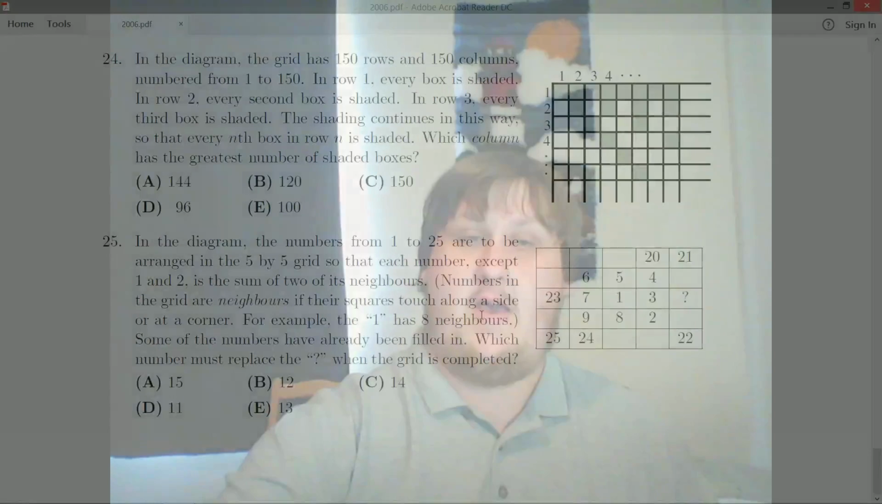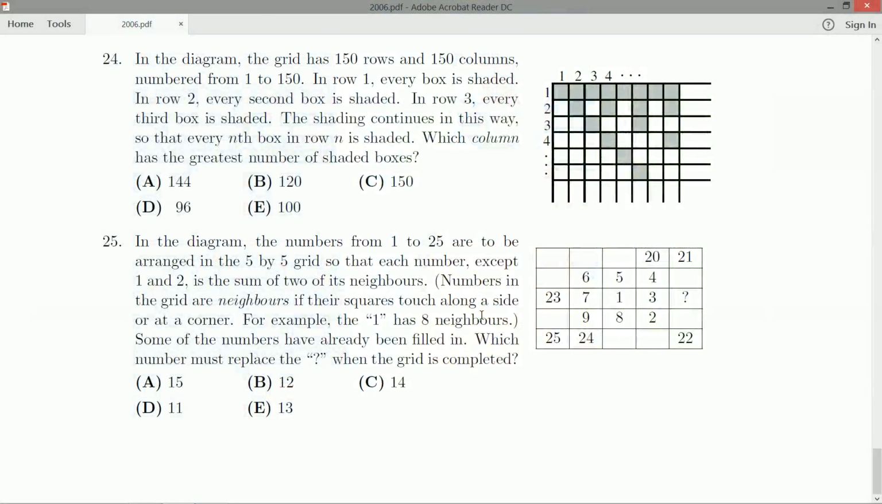Okay? As I say, we're at the last question of the grade 8 paper, so it's question 25. Let's see if we can round this contest out nicely and get a good answer here.